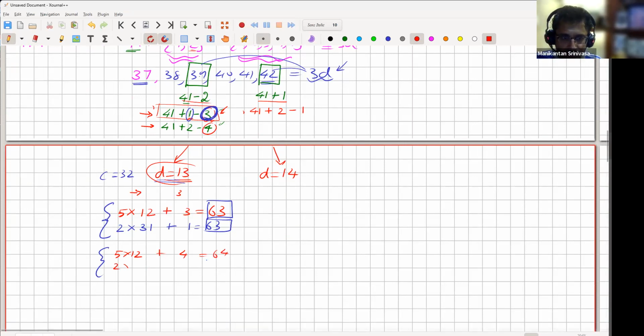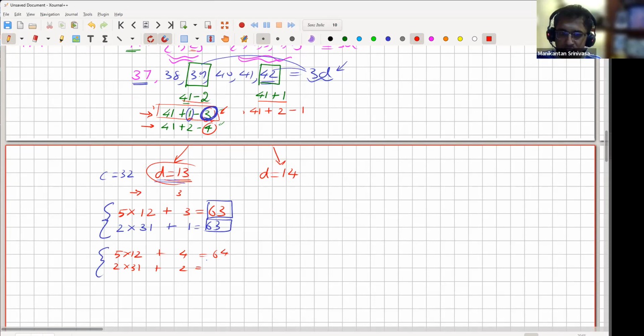Similarly, the cat in this case would have done 2 into 31 plus 2, which means the last jump for the cat was actually a full jump. So effectively, it took 32 full jumps to reach 64. But we don't know before solving whether it will be a full jump or not, which is why we had to.